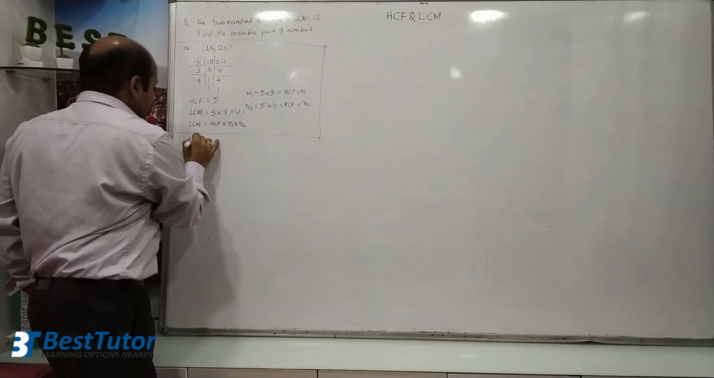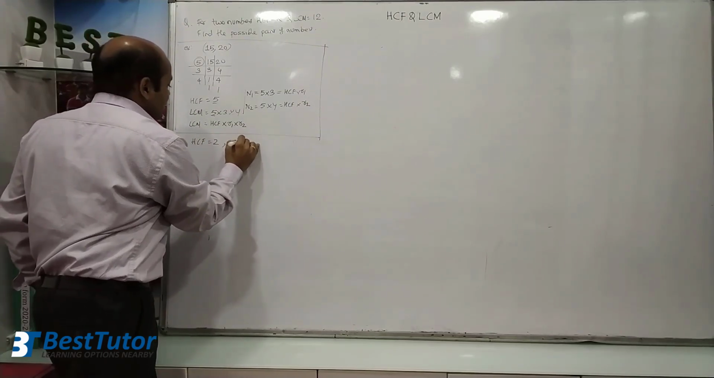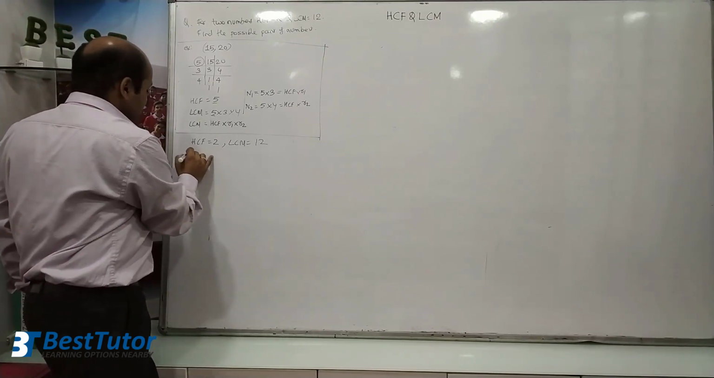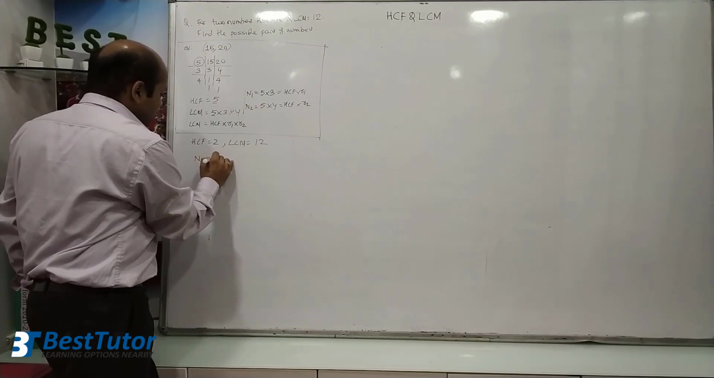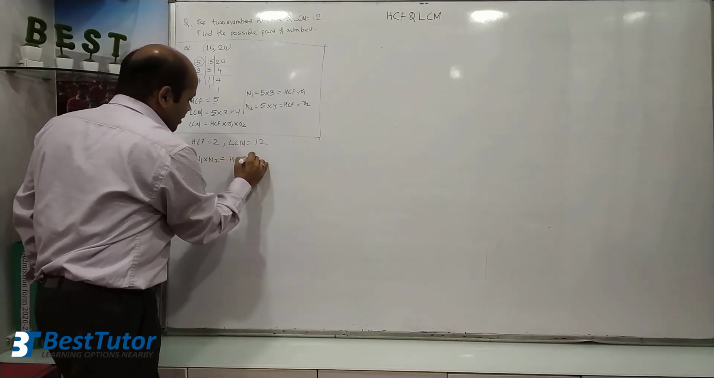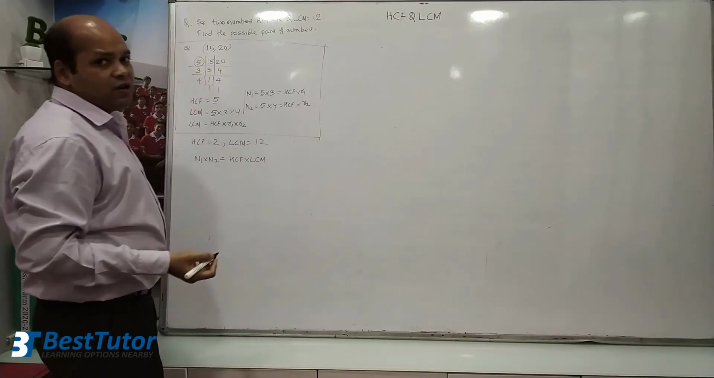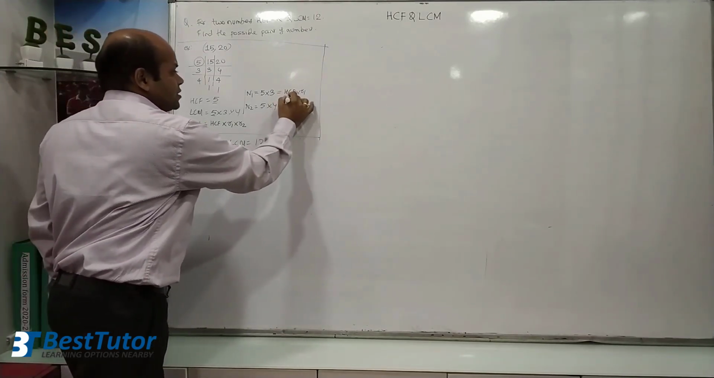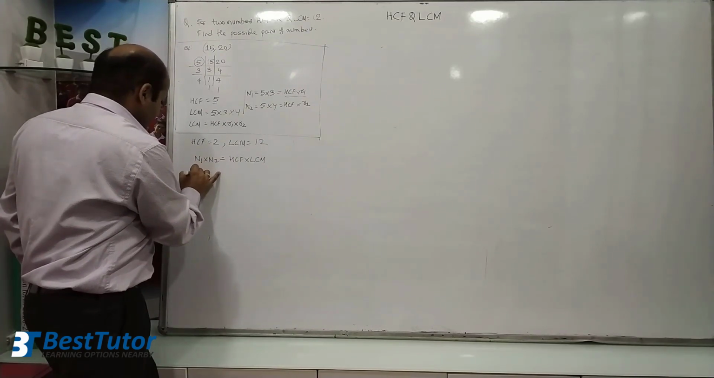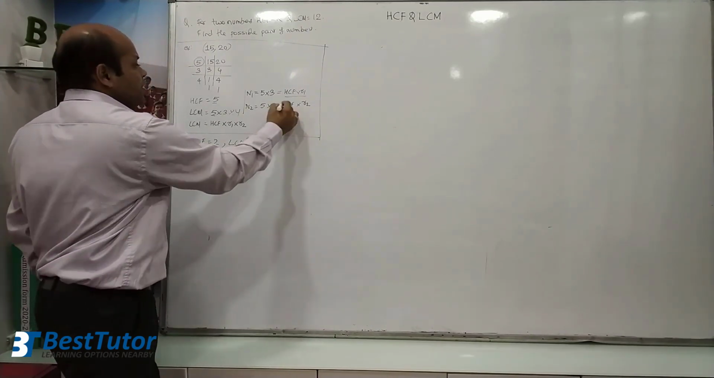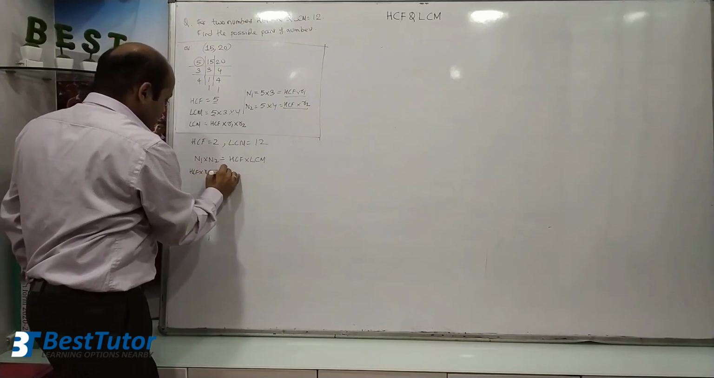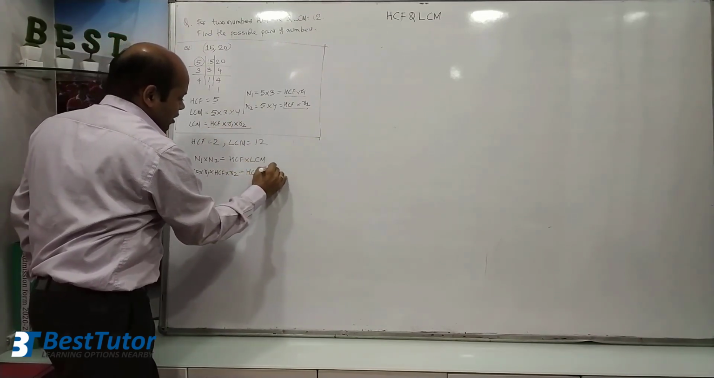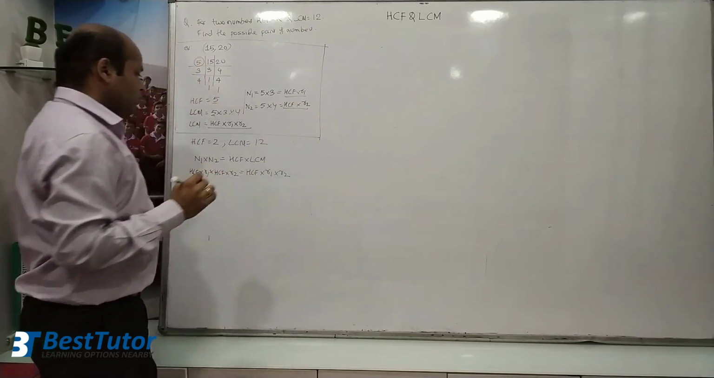Now, coming back to our question which has been given here. What is the HCF told to us? As 2. What is the LCM told to us? As 12. And they said for two numbers. What do we know? For two numbers, N1 into N2 is always equal to HCF into LCM. What is N1? We don't know. Right? What is N2? We don't know. But what we know, N1 can be written as HCF into R1. N2 can be written as HCF into R2. LCM is written as HCF into R1 into R2. Right? That's the way we got.